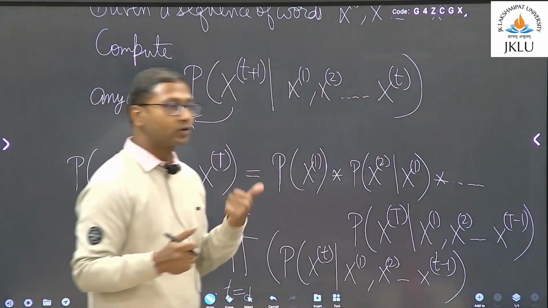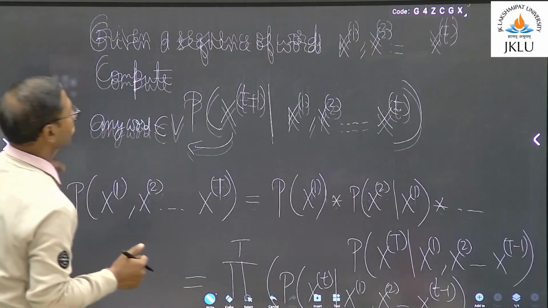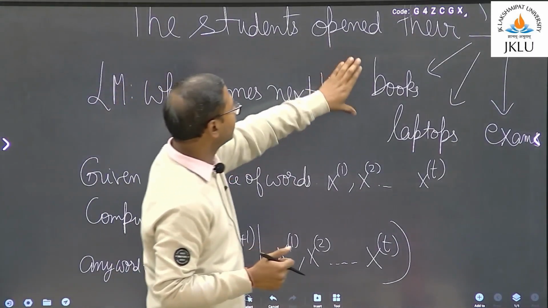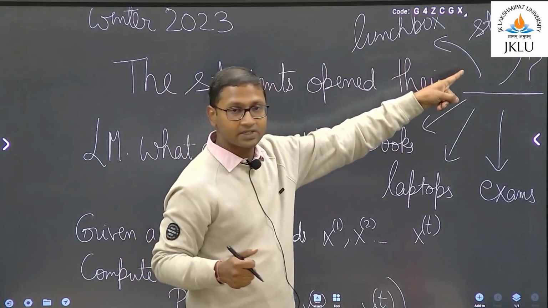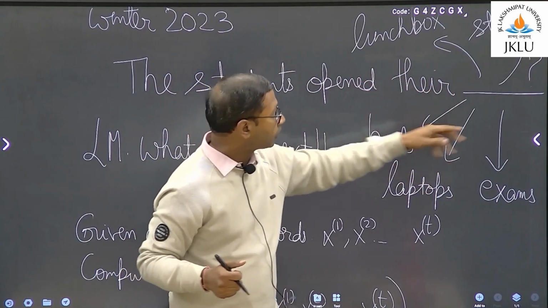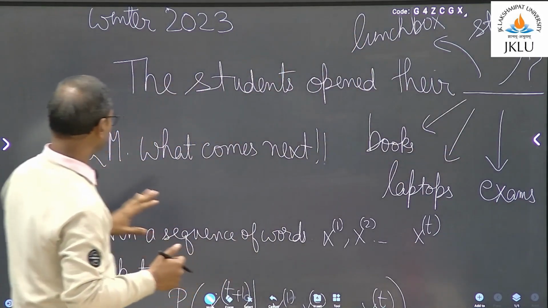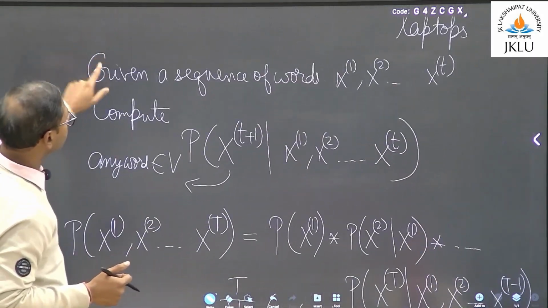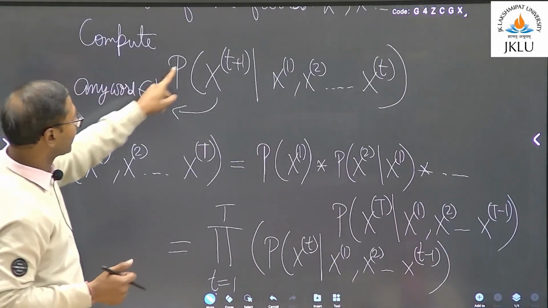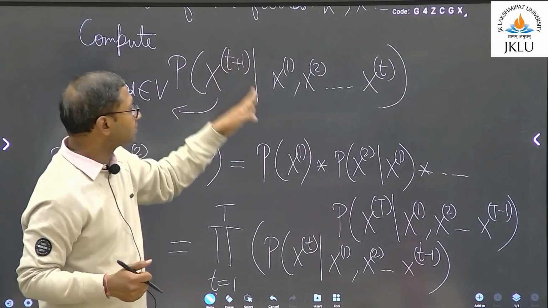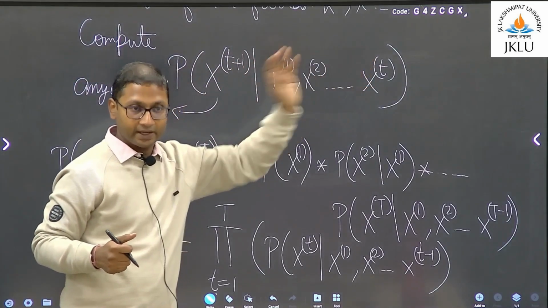So what is the problem we are solving? Language modeling. Our goal is to predict the next word given a sequence of words. Possible completions here could be book, laptop, exams, lunchbox, whatever. So what we are saying is, given a sequence of words x1 to xt, compute the probability of the next word, of course given x1 to xt.